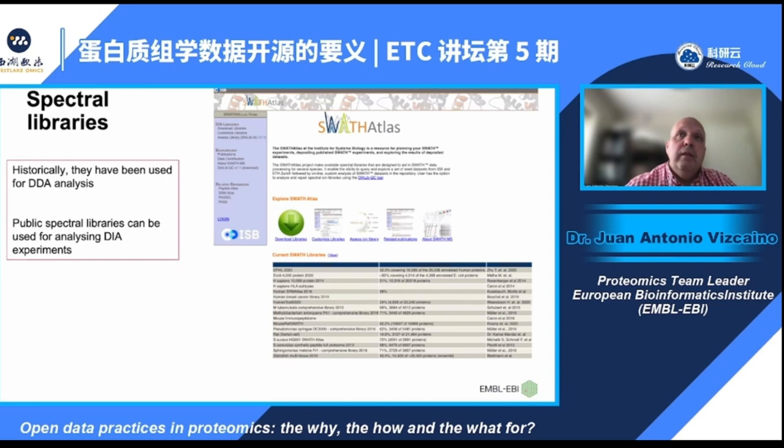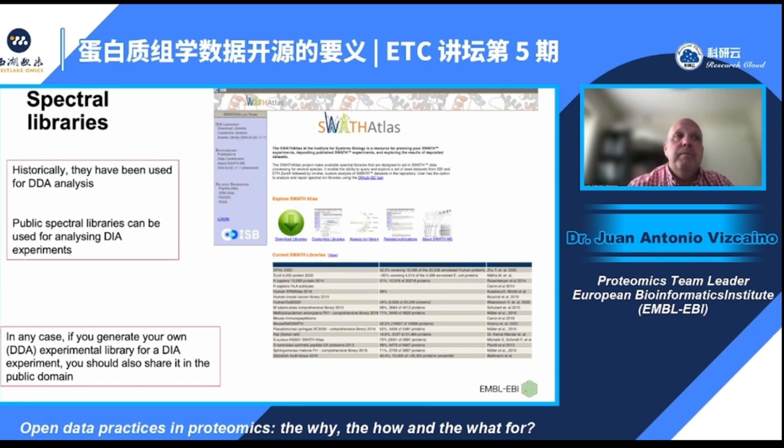And this is why there is now a renaissance of the use of spectral libraries in the field. In any case, if you generate your own DDA experimental library for a DIA experiment, you should also share it in the public domain, because it is important for reproducibility purposes. The second example of use of public datasets is benchmarking of software.